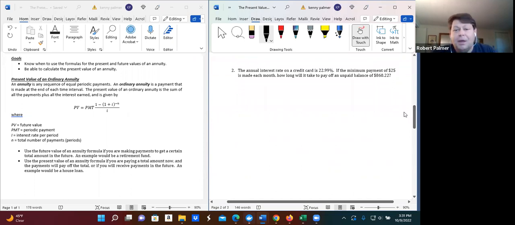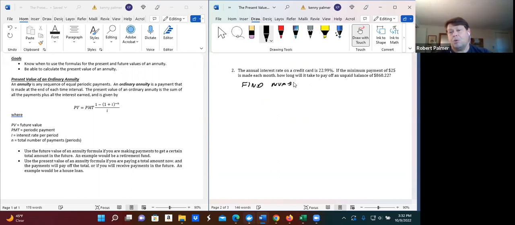All right, so this one says, the annual interest rate on a credit card is 22.99%. Once again, that's annual interest. The minimum payment of $25 is made each month. How long will it take to pay off the unpaid balance of $860.22? So once again, I want to find the time. One way to do that is if we find the number of payments, then we can find the time. So let's find the number, N, of payments needed.